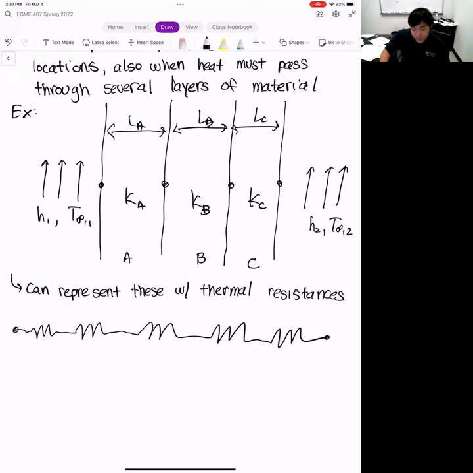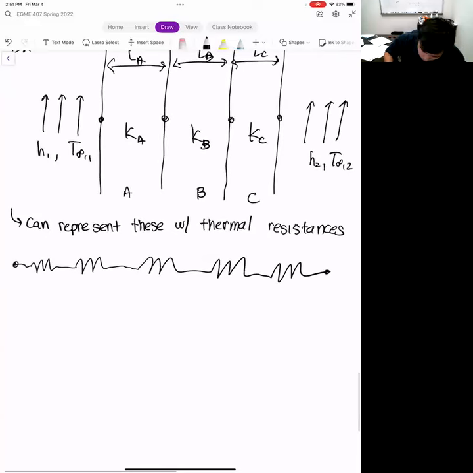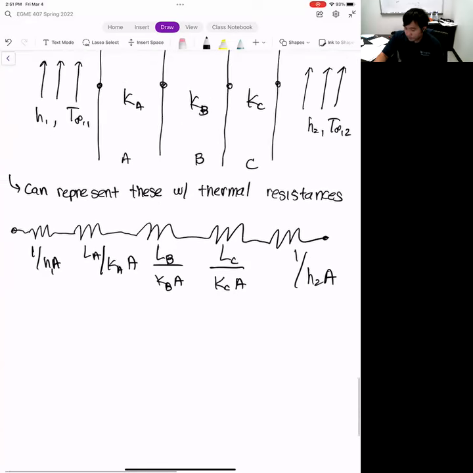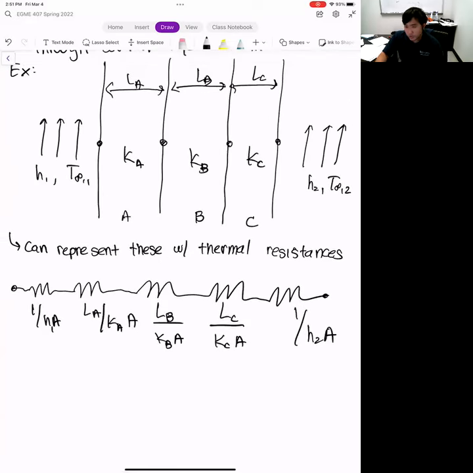Okay. And so instead, we can have a situation like this. Right? Where each of these resistors here would correspond to one of the situations above, right? And so for a convection type situation, we have 1 over hA. Okay. For the conduction, we have L_A over k_A times A. For the second layer, we have L_B divided by k_B times A. We have L_C divided by k_C times A. And then for the final convection resistance, we have 1 over h2 A. Okay. And so those are the situations when thermal circuits are good.